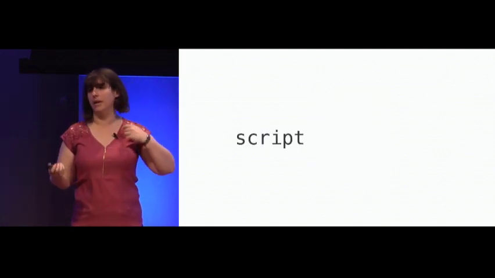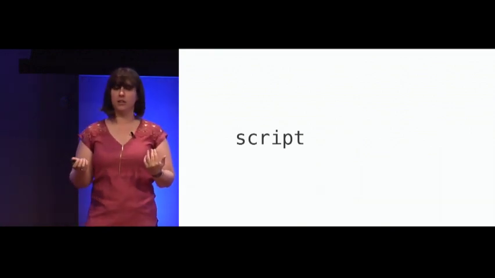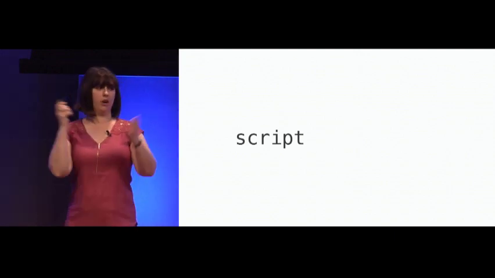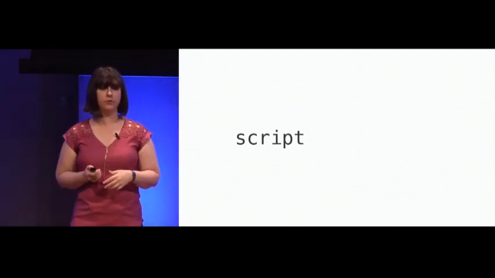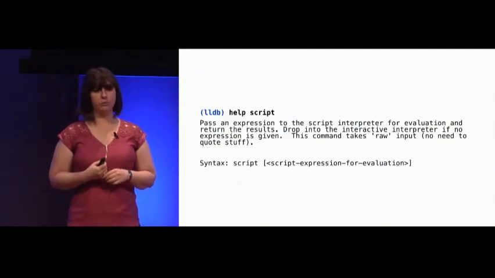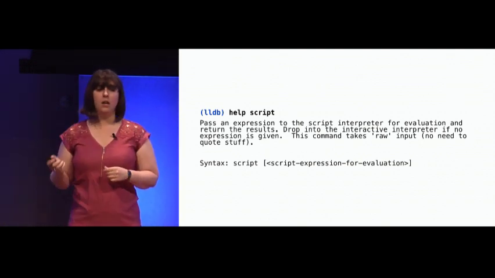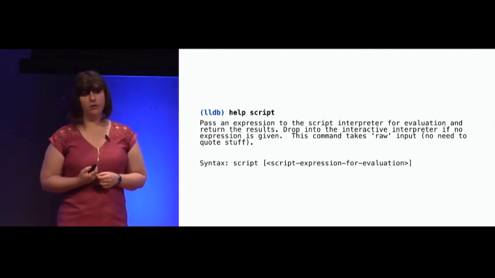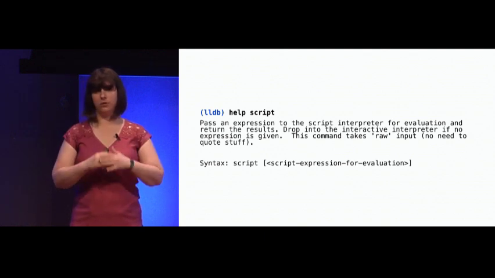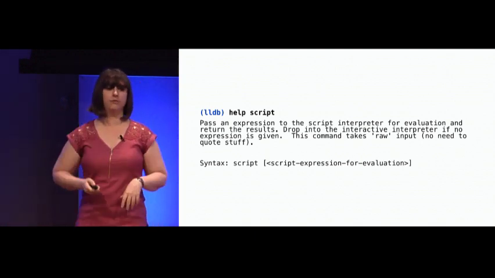OK, so the script command. If you just run it in lldb, lldb doesn't actually need to be attached to anything. You can just open your terminal, find where the lldb binary is, run an lldb shell and just play around in it. So, help script, this is what it says: you pass an expression to the script interpreter for evaluation and return the results. You drop into the interactive interpreter if no expression is given. AKA, if you just pass in script, you'll be in interactive mode. If you put script and then some other stuff, it'll do the other stuff.